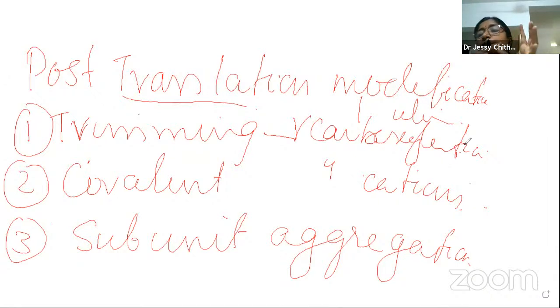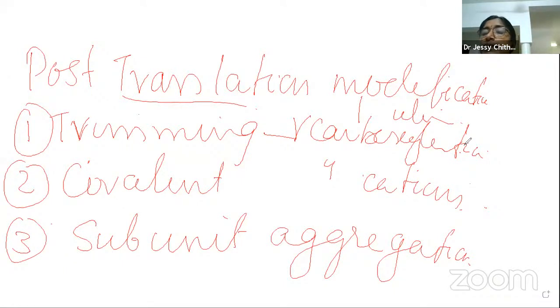So what happens? It will be seen as inclusion bodies. So defect in glycosylation leads to I-cell disease. So covalent modifications include gamma carboxylation, phosphorylation, glycosylation, even methylation, ADP ribosylation, histone acetylation. These are all examples of covalent modifications.